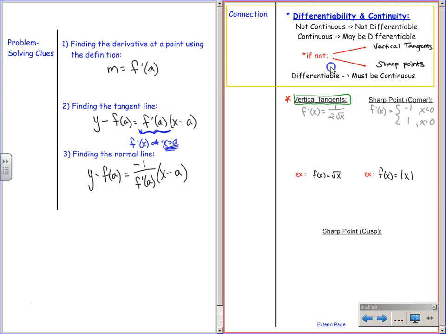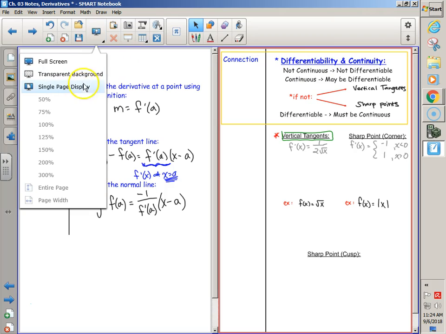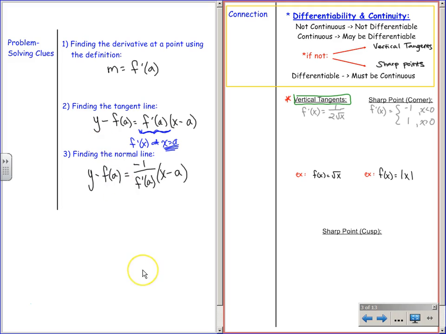Whoo! Okay. It looks rough, but is it really that bad? No, but let me zoom in. Ooh, can I leave the page before? Okay, a couple more seconds, I'm sorry.